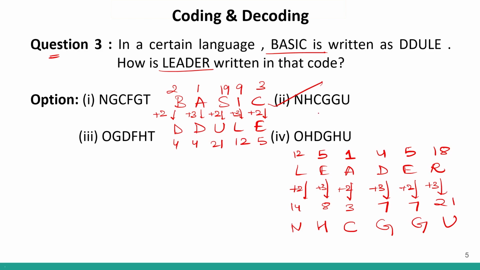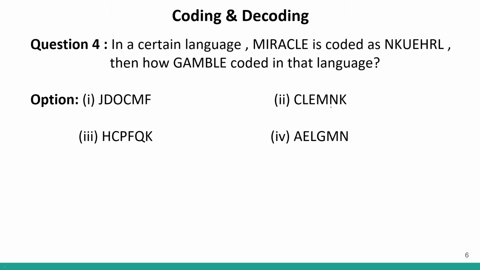Okay. Moving forward to question number 4. Question number 4 says, in a certain language, miracle is coded as this. We have to find the code for gamble. Okay. Now, I will write them one beneath the other. Correct? So, MIRACLE. It is coded as NKUEHRL.